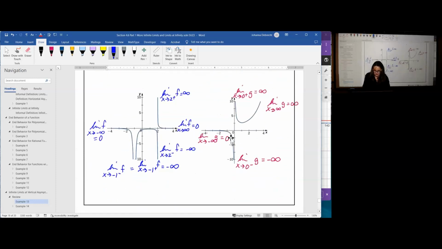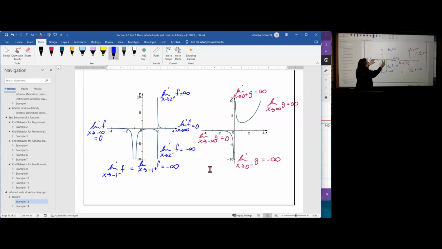Let's now take a look at the last two. If I look at the one on the left, again, I feel more confident in saying that the end behavior on both sides approaches 0. There are two vertical asymptotes at -1 and 2. As I approach 2 from the right side, it goes to infinity. But as I approach 2 from the left, it goes to -infinity.